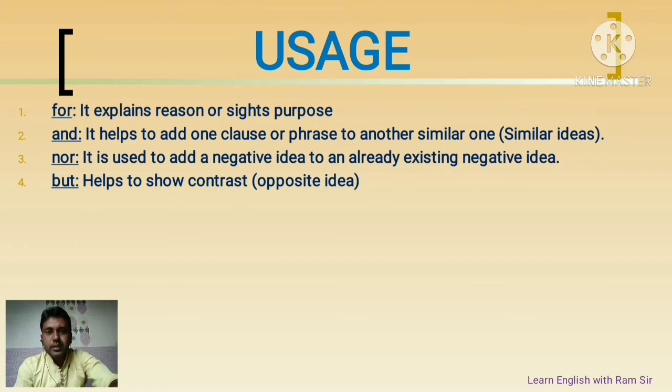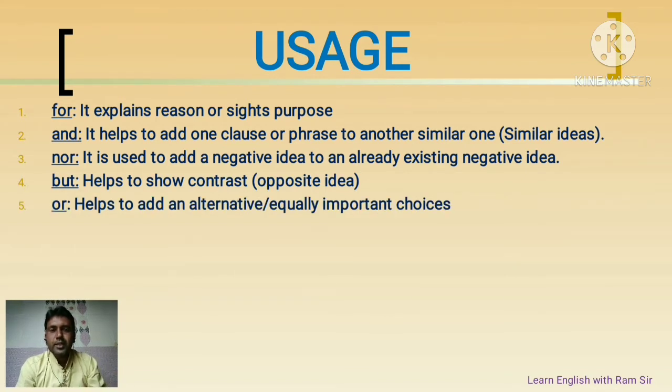And the next one, that is the fifth one, that is or. So whenever we have the alternatives, whenever we have the equally important choices, that time we need to use or. So this particular conjunction helps us to add an alternative or to choose between the two important choices.